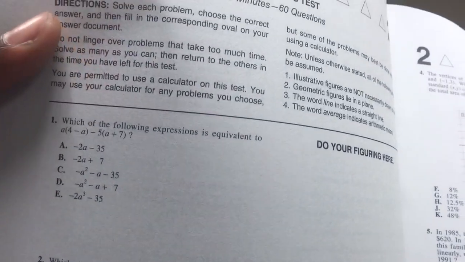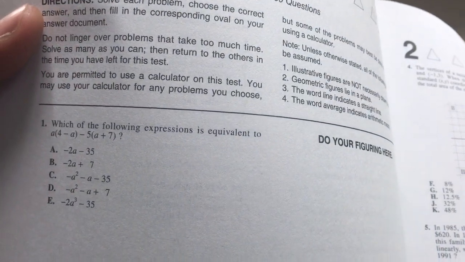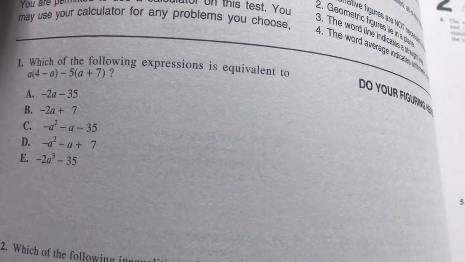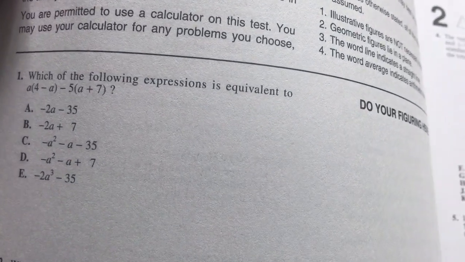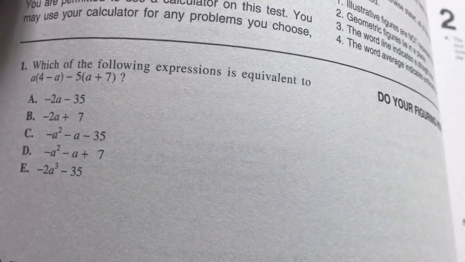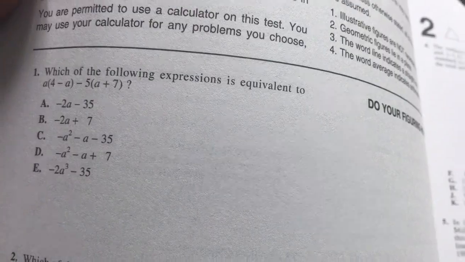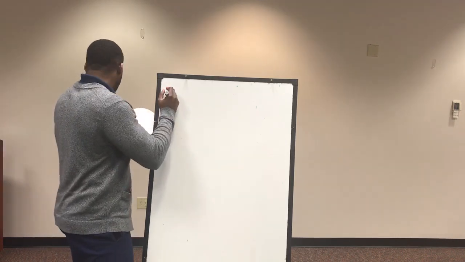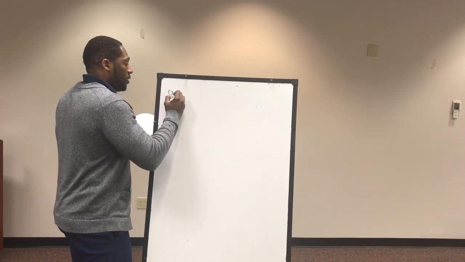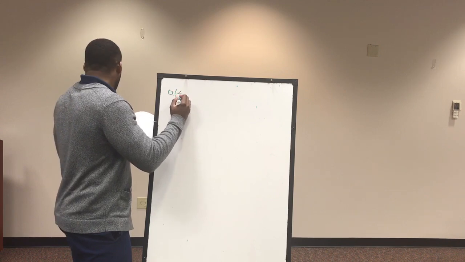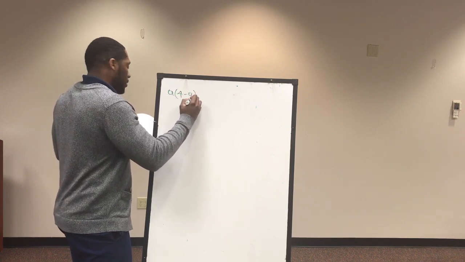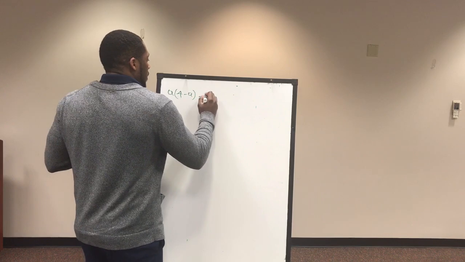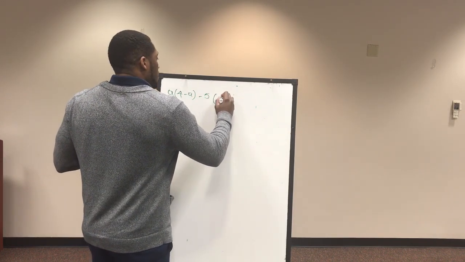Right here they ask us which of the following expressions is equivalent to a times (4 minus a) minus 5 times (a plus 7). All right, so let's solve this. So we have a(4 − a) − 5(a + 7).